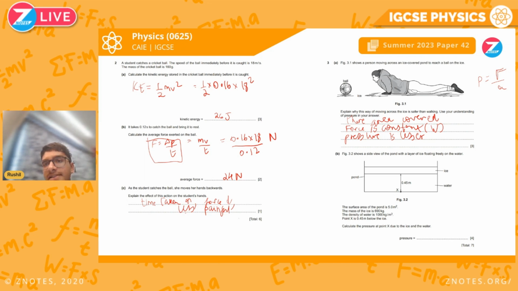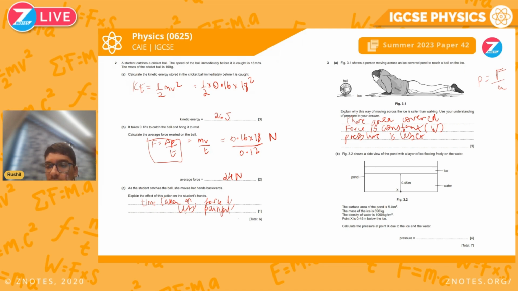Hence, this is safer. Next, question B shows the side view of the pond with a layer of ice floating freely on the water. The surface area of the pond is 5 meter square, mass is 690, density is 1000, point X is 0.45 meter below the ice. So we have all these values. Calculate the pressure at point X due to the ice and the water.